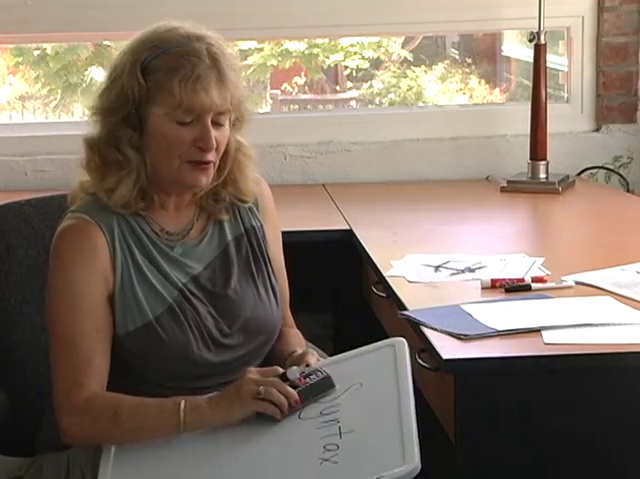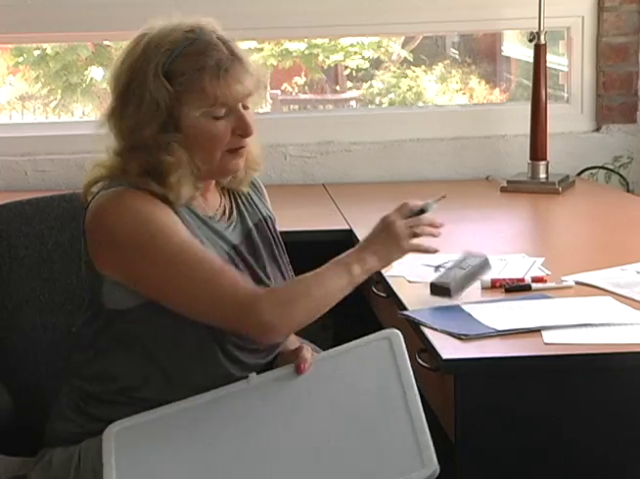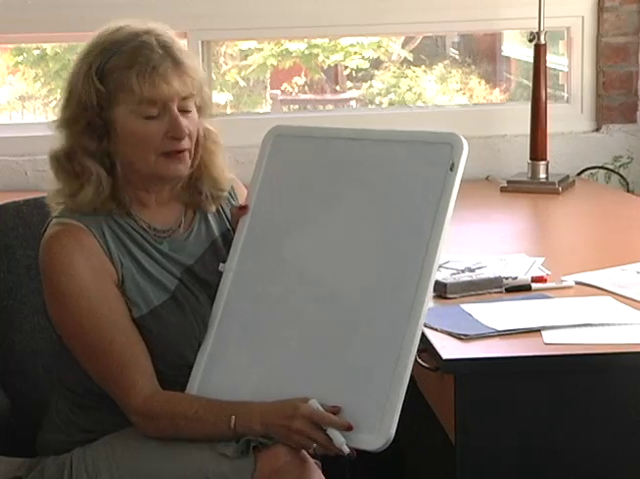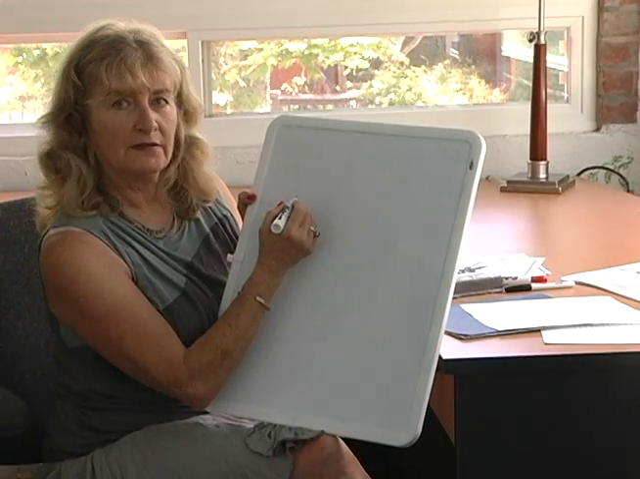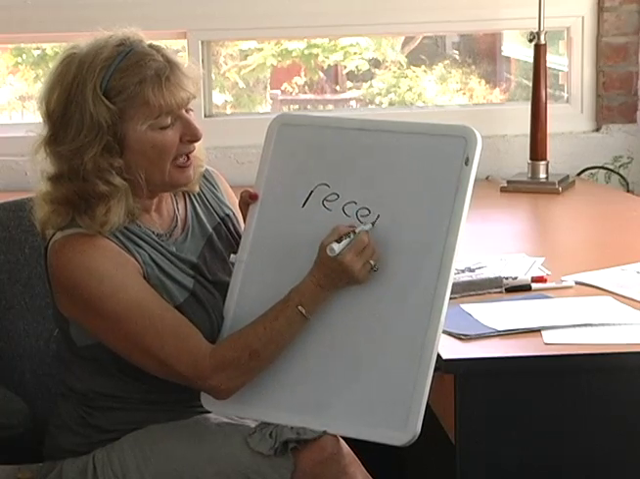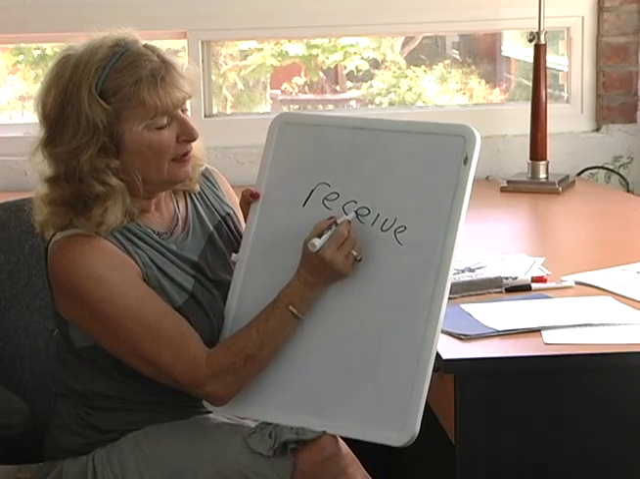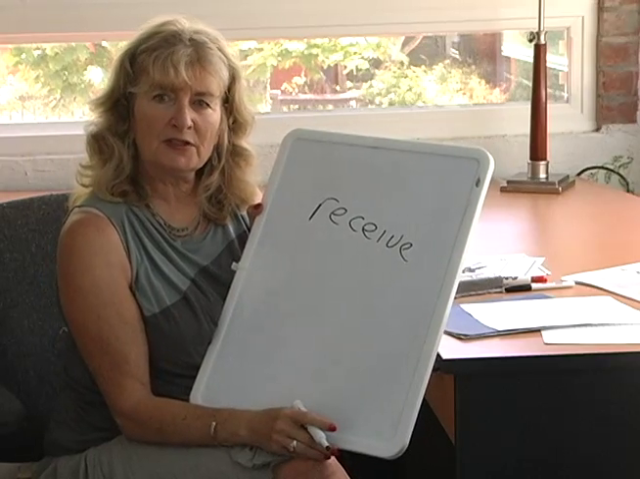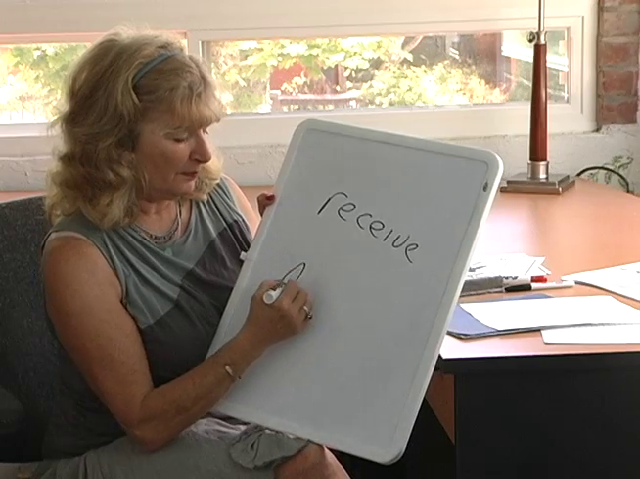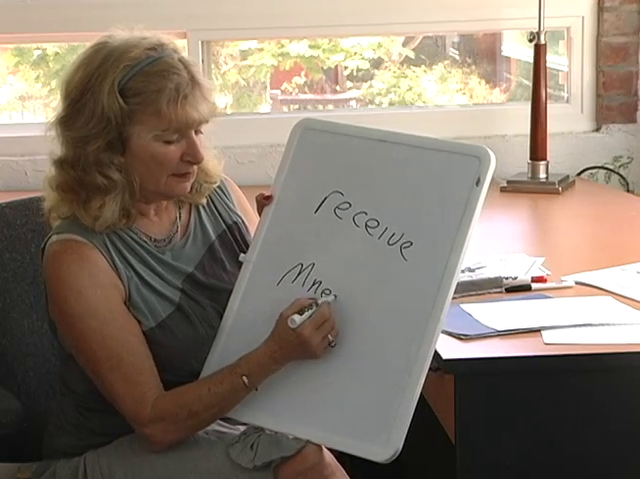Okay, we're going to move on from word order to spelling. Now, the most misspelled word in the English language used to be the word receive, R-E-C-E-I-V-E. Okay, that word is not so misspelled anymore because people have heard the mnemonic.